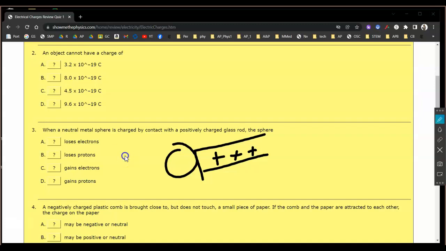Well, let me just tell you a little note. Never pick anything with protons because they don't move. Let's cross these two out, right? Never pick anything with protons because protons don't move. Let's see. Well, the positive rod touches, and opposites attract, so the sphere will lose electrons. Get that? So never pick "gains protons" or "loses protons." It'll always be the wrong answer.